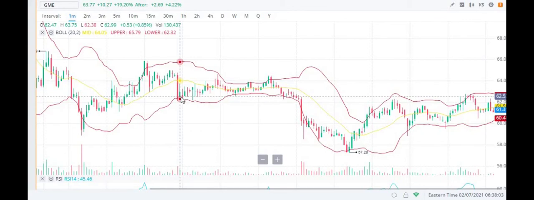So that's all I got for Bollinger Bands, guys. We can always go over other indicators.